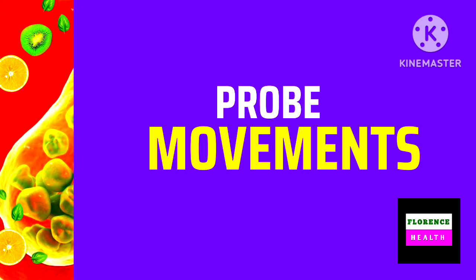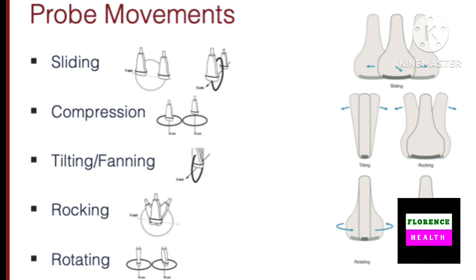Now discuss about different types of probe movements during examination. Before going to probe movements, let us know there are 2 types of axes of a probe. One is broad axis, another is narrow axis. Commonly 5 types of probe movements are present. First one is sliding movement, second is compression movement, third is tilting movement, fourth is fanning movement, fifth is rotating movement. Others are dipping, angling and combining movement.